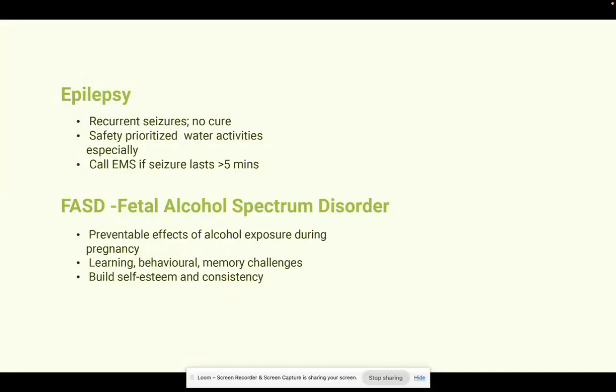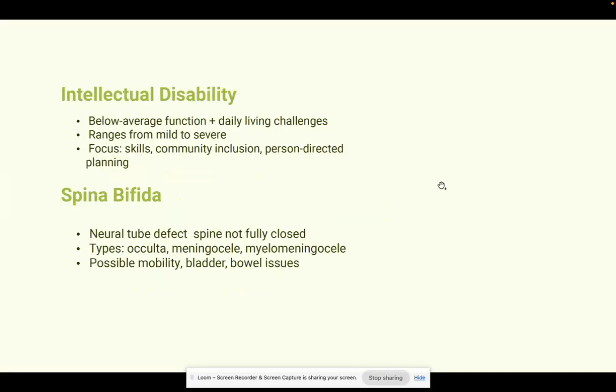So and sometimes they are too shy as well, right? So it's always good for FASD that you will assist them in building their self esteem and consistency and their learning skills. All right, next is the intellectual disability.